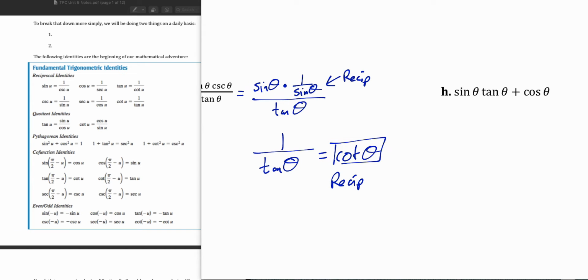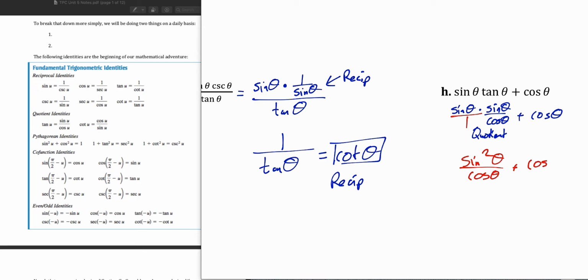The last one, letter H, sine times tangent plus cosine. So again, we got sine of theta, and then tangent I'm going to convert into sine over cosine using your quotient identity. And then we'll just leave plus cosine alone. Now, in that first fraction, or that first group, sine times sine over cosine, if we multiply those two fractions out, we got sine squared of theta over cosine plus, and then the other one's just cosine.